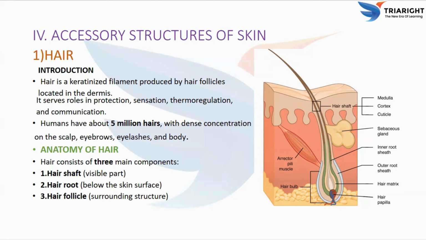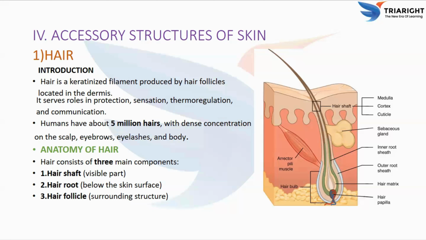So what are the functions of hair? Hair is not just cosmetic. It has several biological roles. It plays a major role in protection, sensation, thermoregulation, and communication. Protection, how does it protect? We have eyelashes for the eyes. These eyelashes protect the eyes from dust. Nasal hair filters air entering the nose. Hair on the scalp protects against UV radiation.